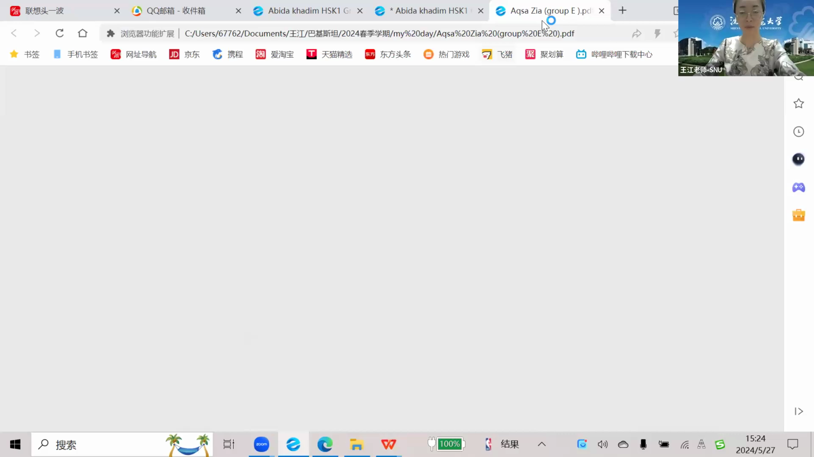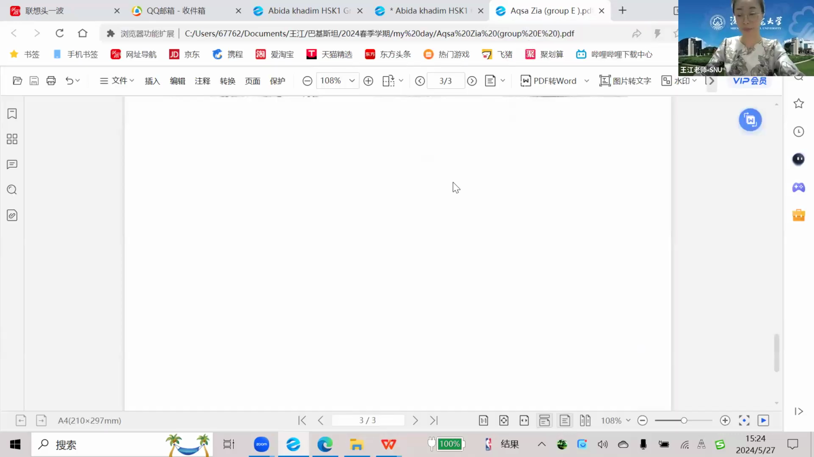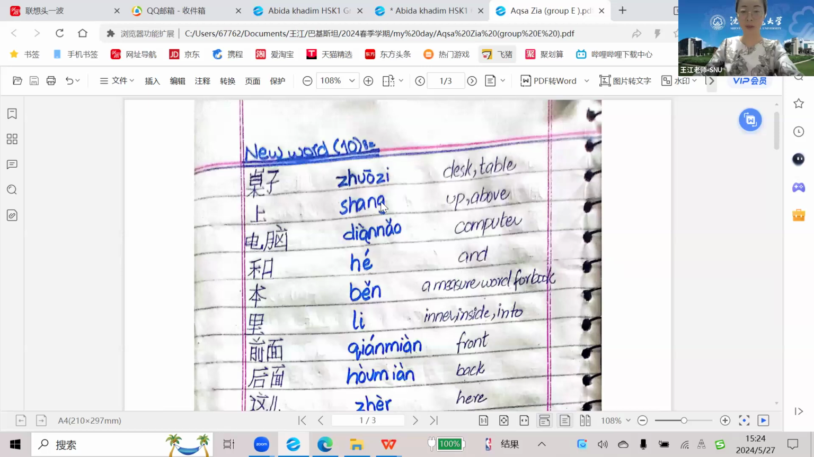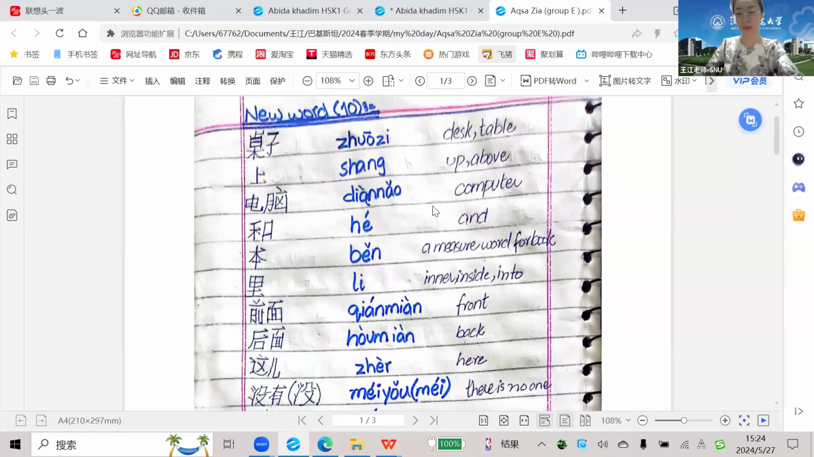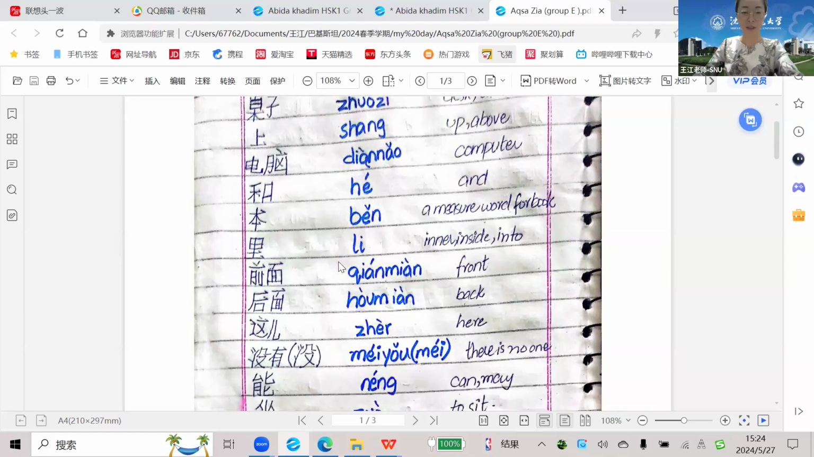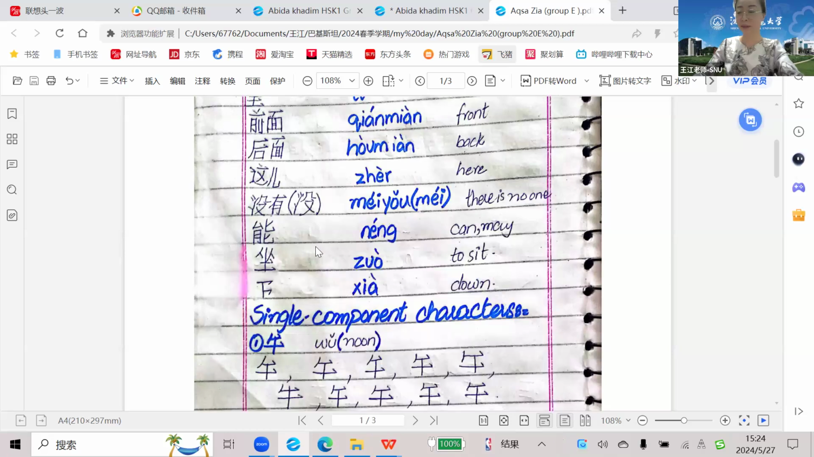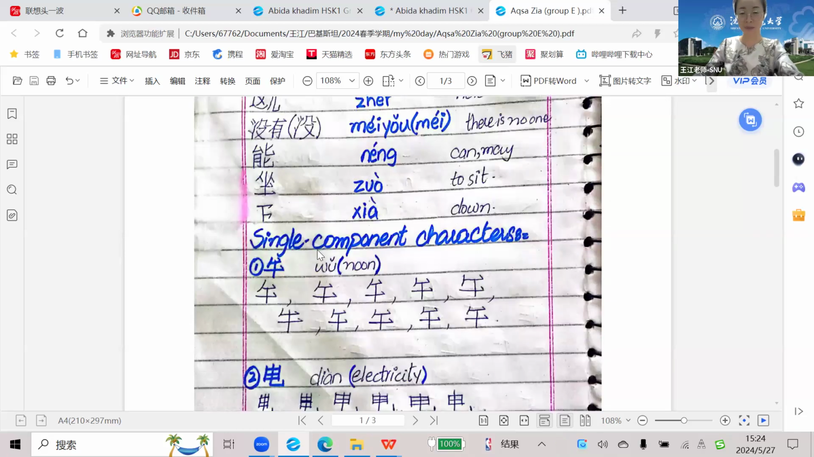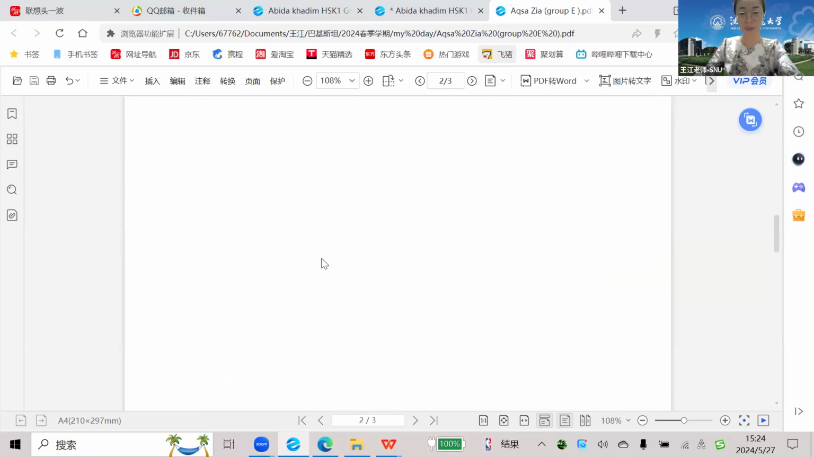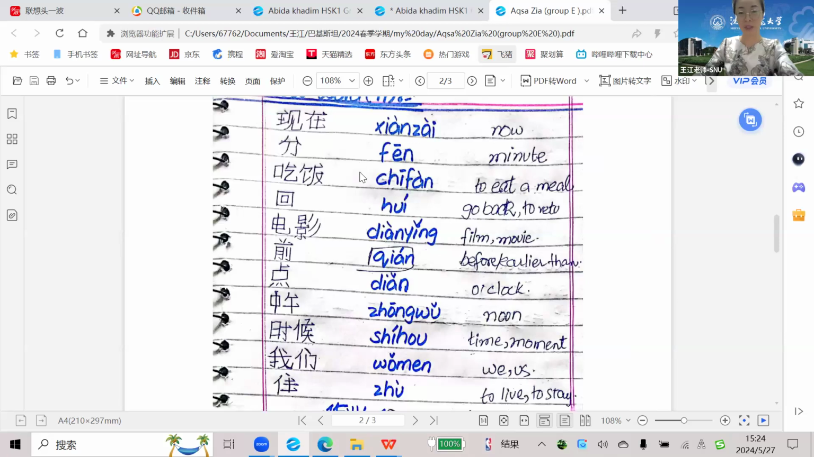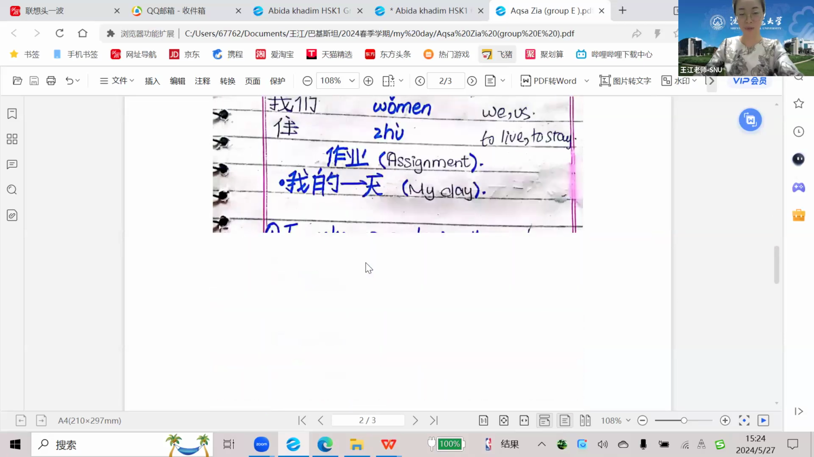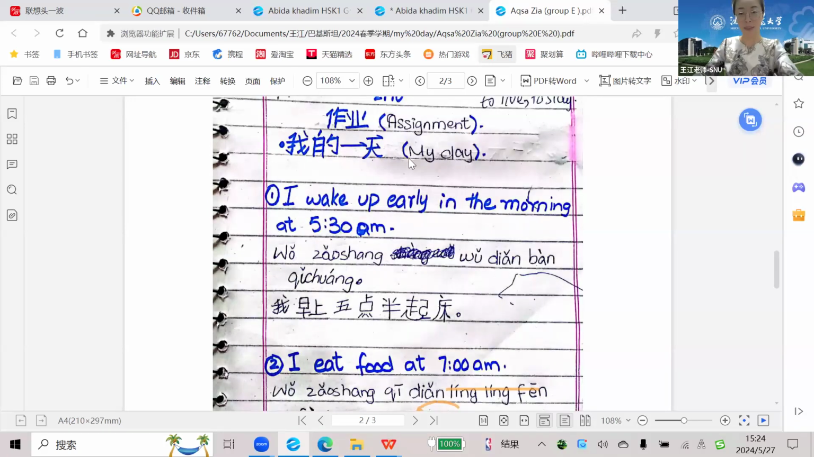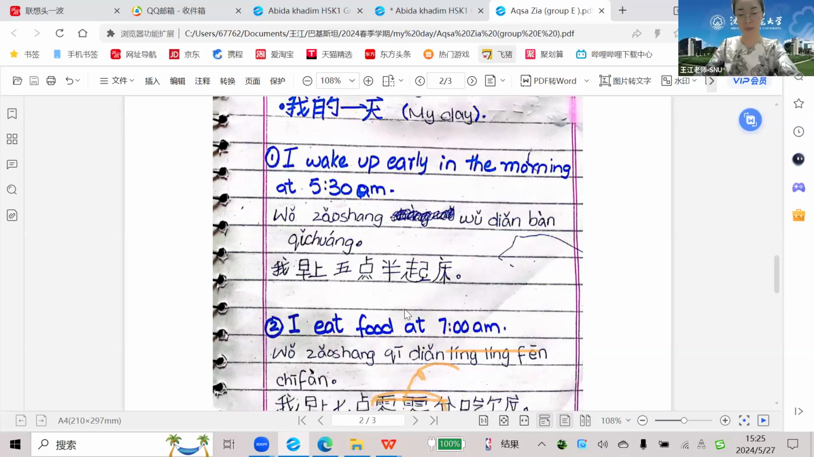Aksaja. Please, and see the assignment is well done, and the Chinese characters are written so well, even better than some Chinese. Really. And she has written the new words. Okay. 我的一天, my day. 我早上5点半起床. I got up at 5:30 in the morning.